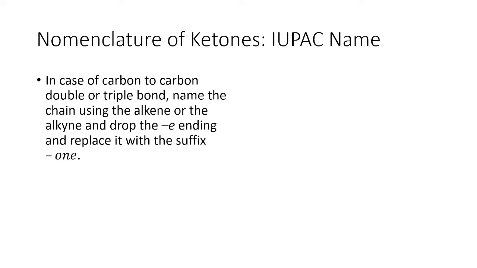Okay? And just like our aldehydes, we may have cases in which we have a carbon-to-carbon double bond or triple bond. So we just need to name the chain using the alkene or the alkyne and drop the E ending and replace it with the suffix ONE. Okay? So basically, if you have this compound wherein we have 1, 2, 3, 1, 2, 3, 4, 5, 6.